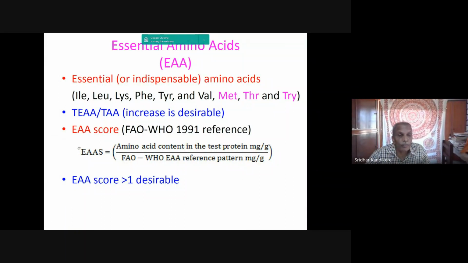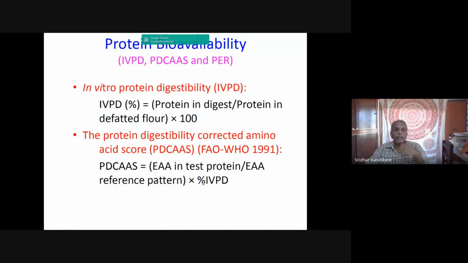It is going to provide you the ratio, and this essential amino acid score should be more than 1. That is desirable. That means the FAO, WHO always insists that a food material with a score of more than 1 is advantageous for human beings. Let us look into other parameters.